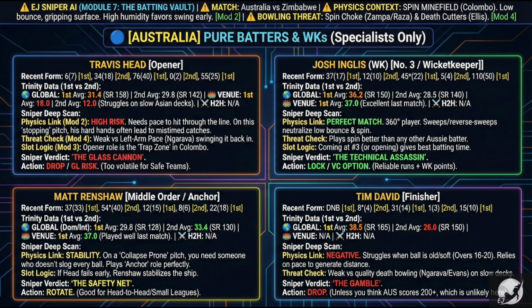Why? Physics link. He relies on pace. On this sluggish, stopping pitch, his hard hands lead to mistimed catches. It is a bold call, but the order is, drop. He is too volatile for a safe team.